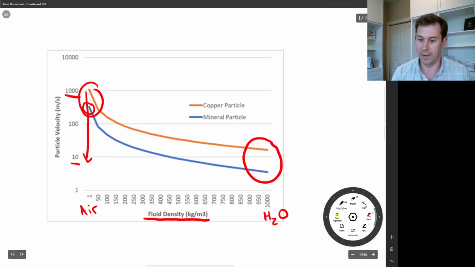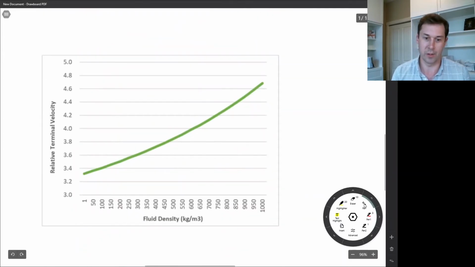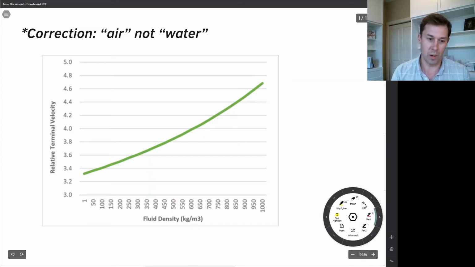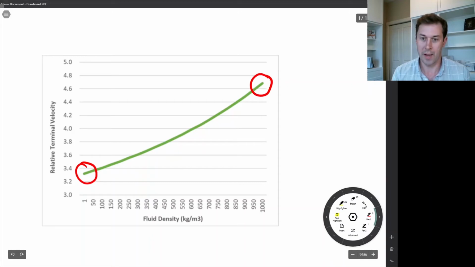In addition to that, we've got the relative difference in the terminal velocity between, in this case, a copper particle and a mineral particle. In air, that relative terminal velocity is about 3.3 times higher for a similarly sized copper particle, whereas when we're using water as a fluid, that relative velocity goes up to roughly 4.7.